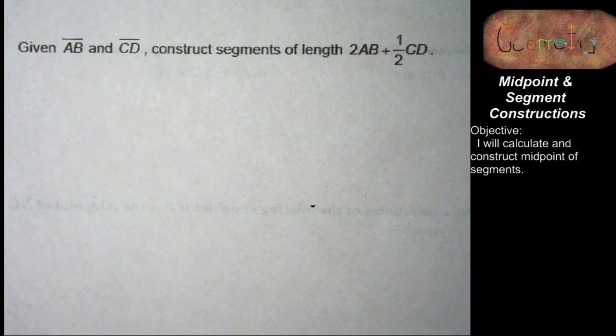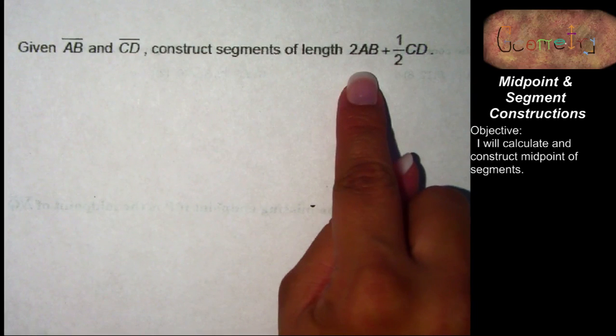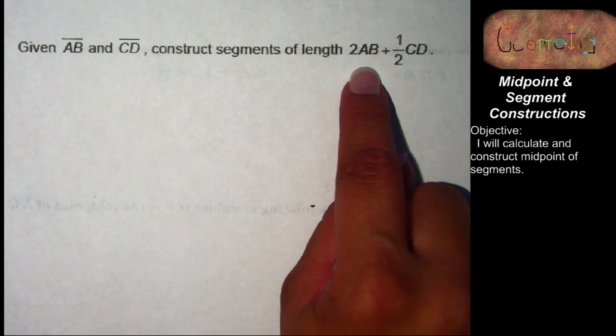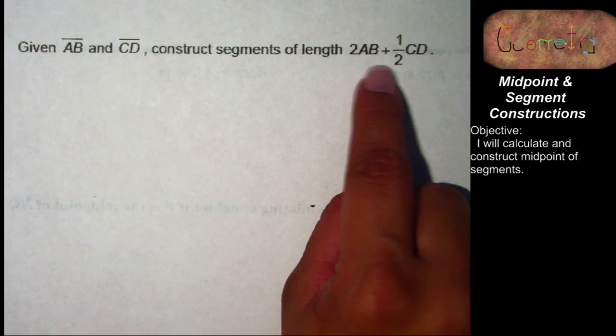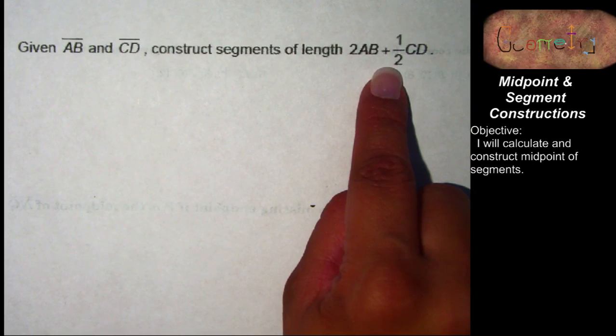But the important thing to us is this sense of deciding something to be a unit of length, and being asked to construct a segment where the length of it is 2 of the units that are AB long and half of the CD unit long.